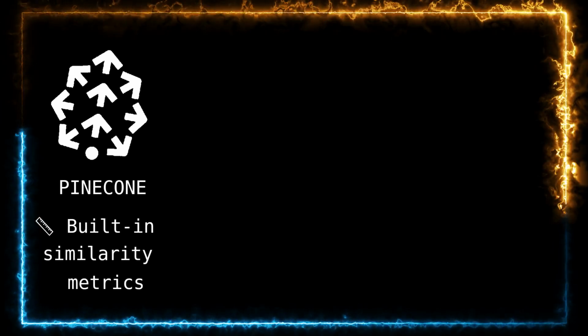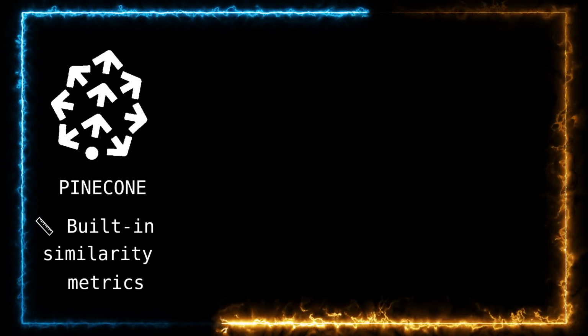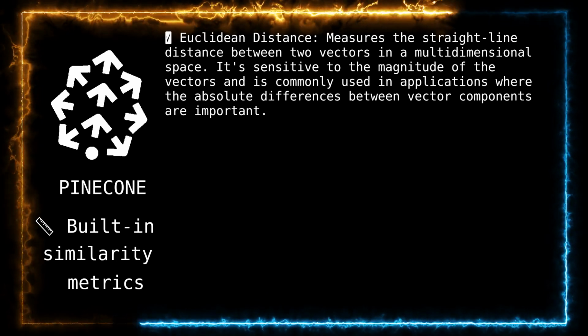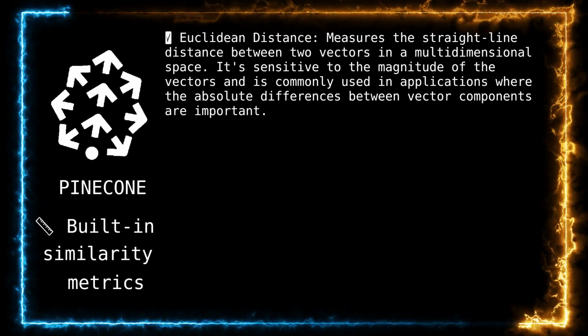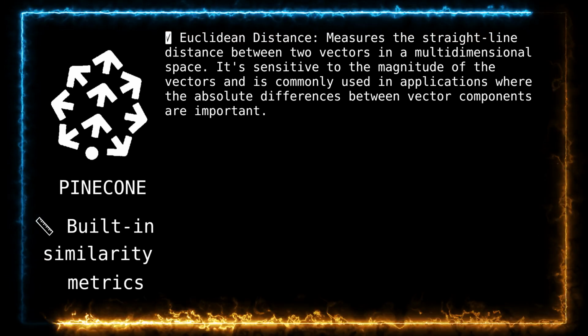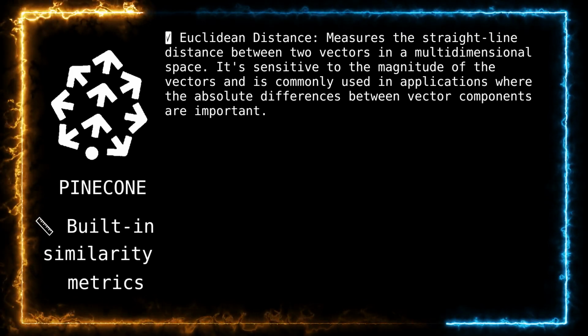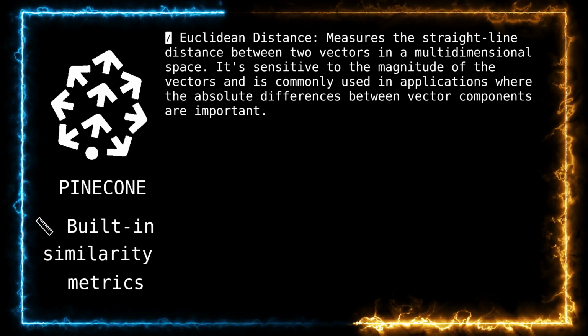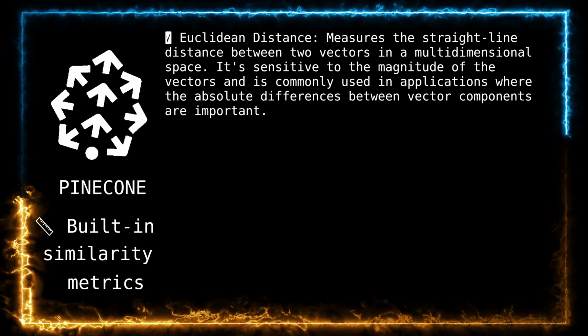Let's talk about built-in similarity metrics a little bit. We have Euclidean distance, which measures the straight-line distance between two vectors in a multidimensional space. It's sensitive to the magnitude of the vectors and is commonly used in applications where the absolute difference between vector components is important.